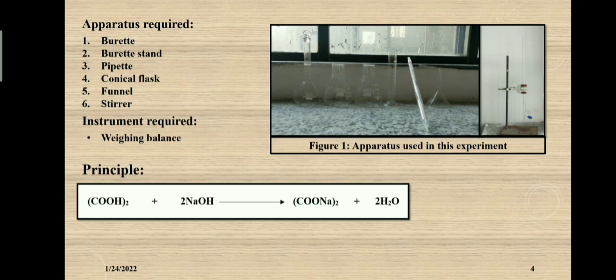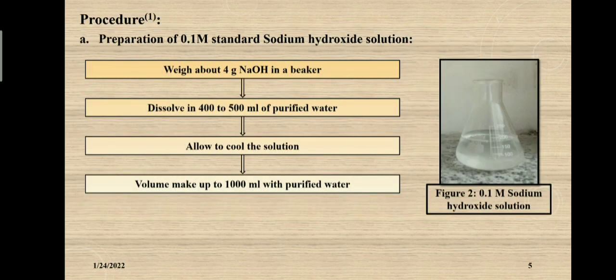So what is the definition of molarity? Molarity is defined as the number of moles of solute present in 1 liter of solution, which is denoted by capital M. And normality is the number of gram equivalents of solute present in 1 liter of solution, denoted by N. It is known as normality. After that, the reaction: COONa will be formed along with water.